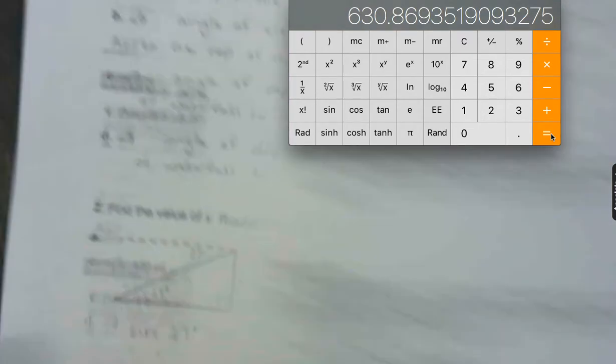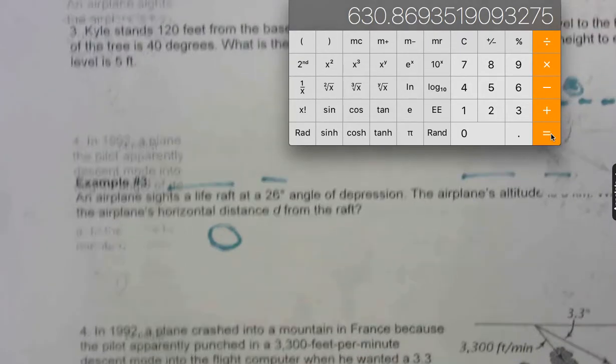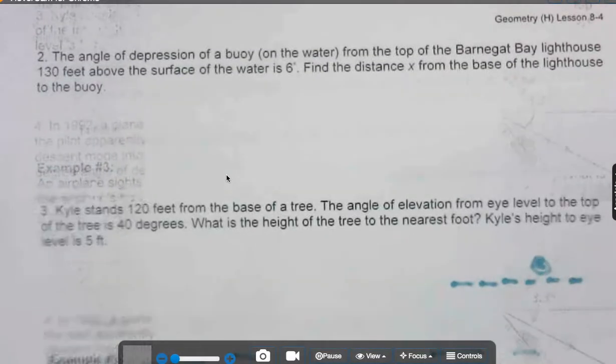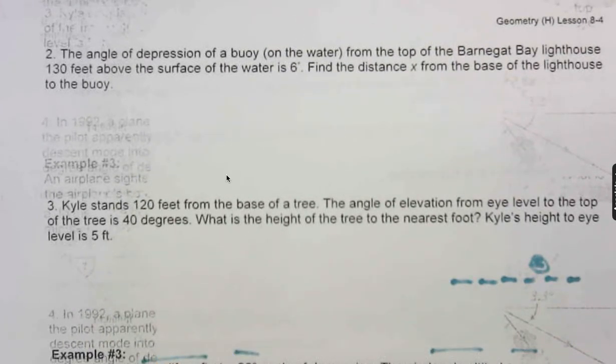Let's see what else we got. We'll see some of these we have to actually sketch them out. Well, all of these look pretty solid. Let's see if we can find one with depression. The angle of depression of a buoy on the water from the top of the Barnegat Bay Lighthouse, 130 feet above the surface of the water, is 6 degrees. Find the distance from the base of the lighthouse to the buoy.